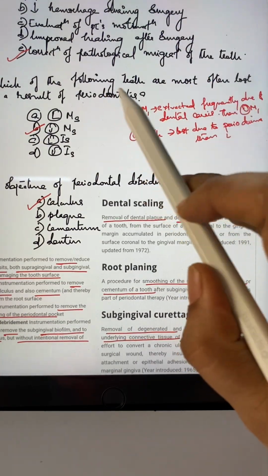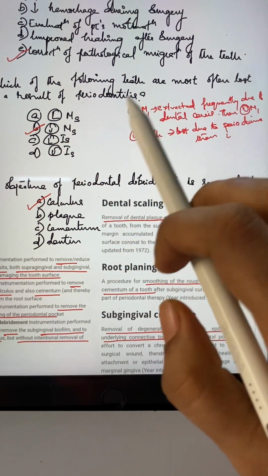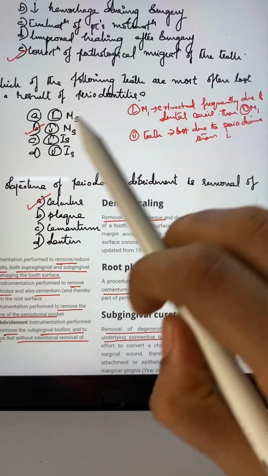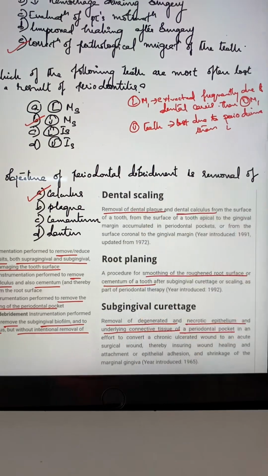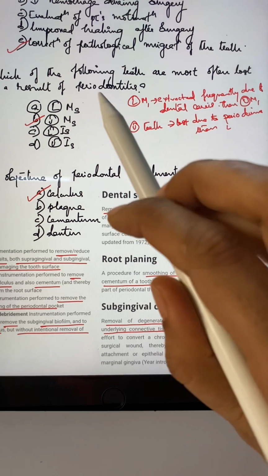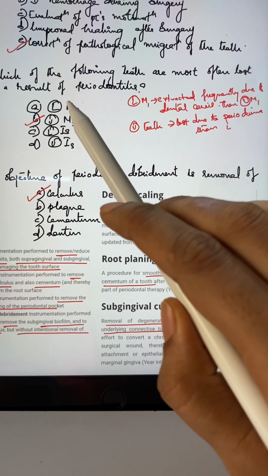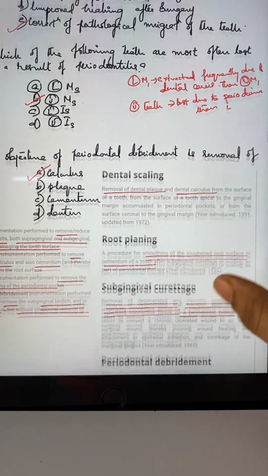Next is, which of the following teeth are most often lost as a result of periodontitis? It is mainly the upper molars. Usually in a periodontitis case, the affected tooth would be the upper teeth, whereas due to caries, the most extracted tooth is the lower molars. First molars are the most frequently extracted teeth due to dental caries.